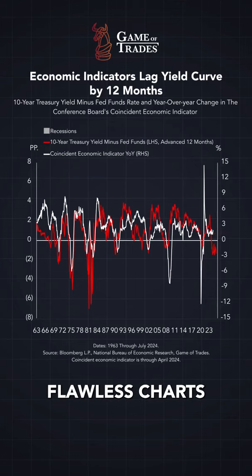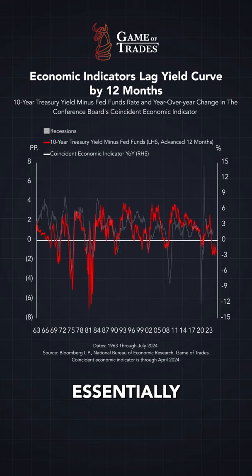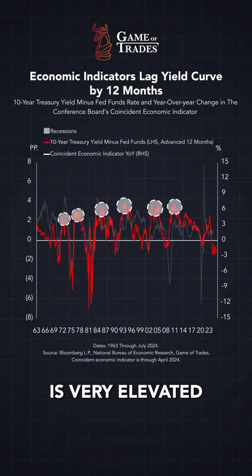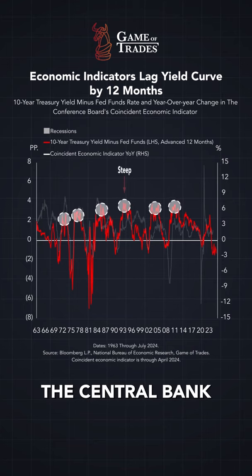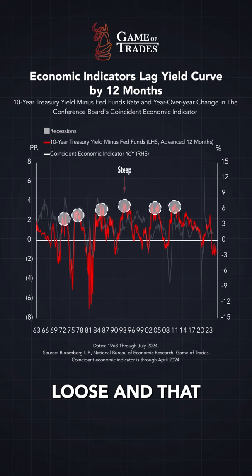This is one of the most flawless charts in macro. If you're not paying attention to this, you're missing a big part of the picture, because the yield curve essentially represents how tight the Federal Reserve is. If the yield curve is very elevated or steep, it means the central bank policy is very loose and that the economy is very likely to perform well looking forward.